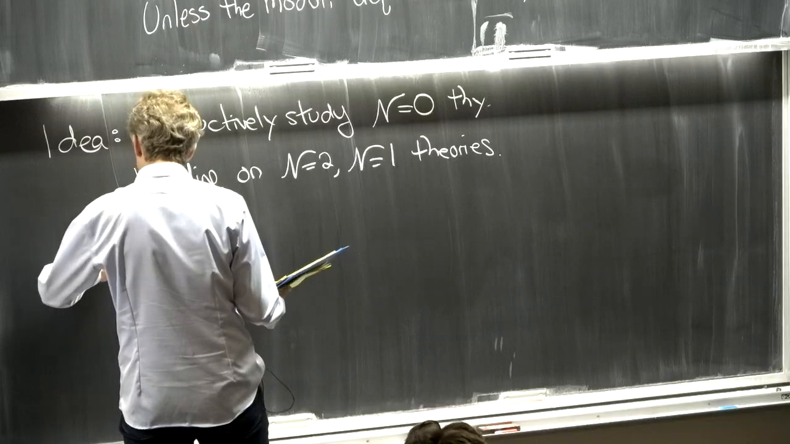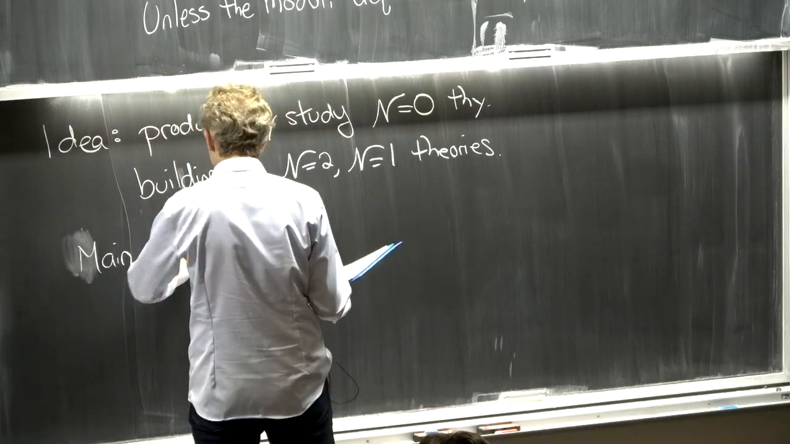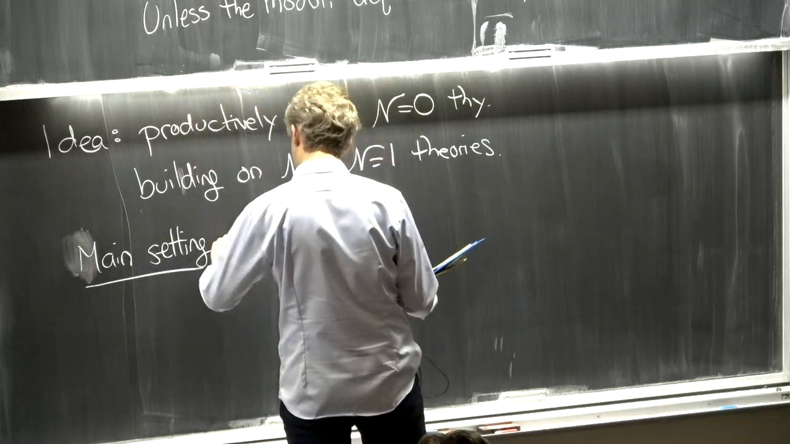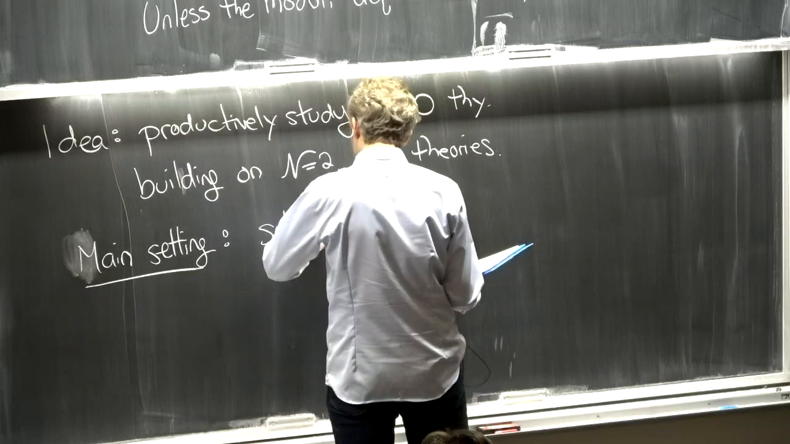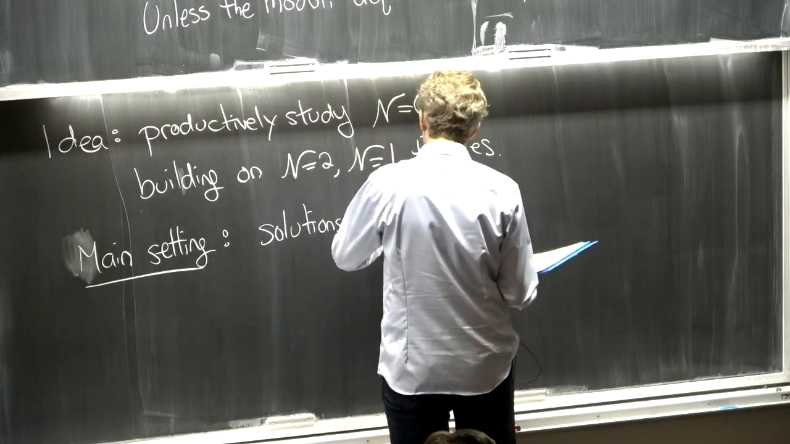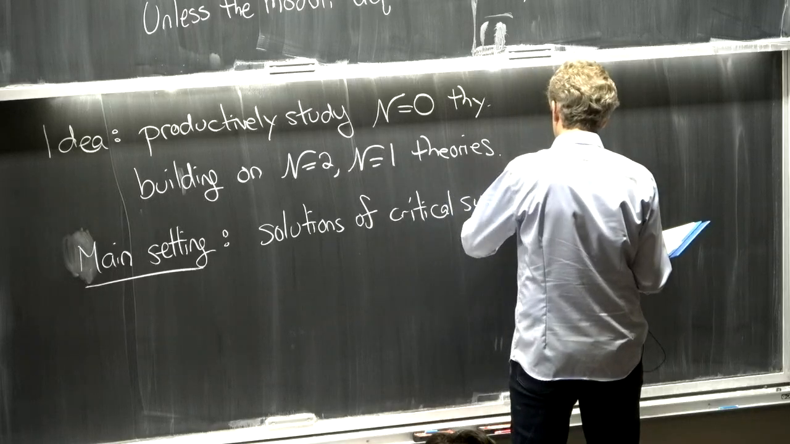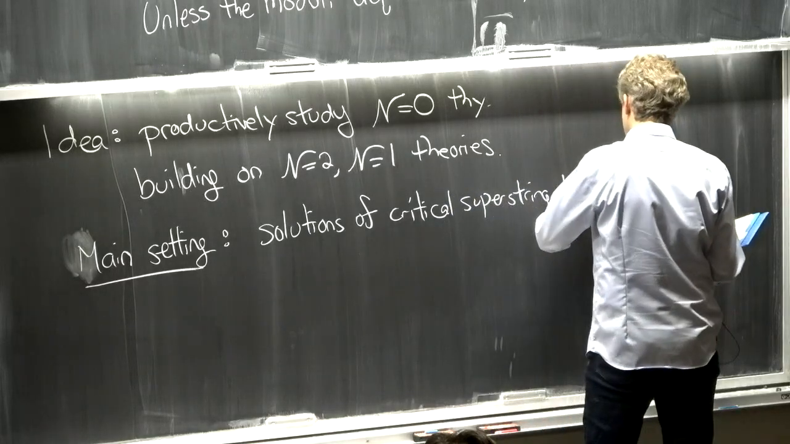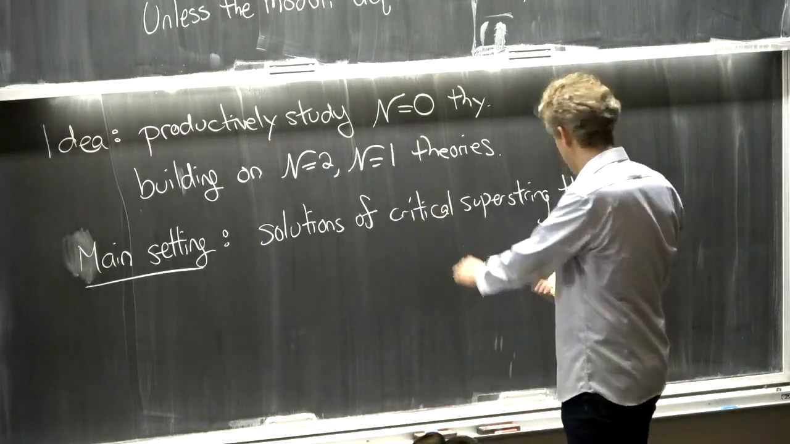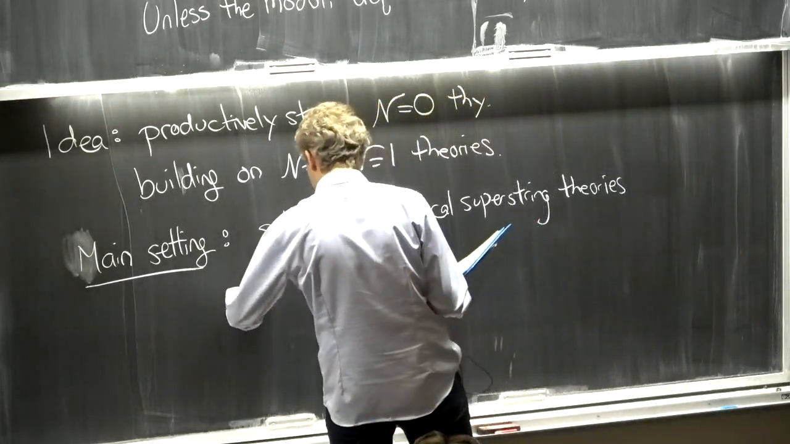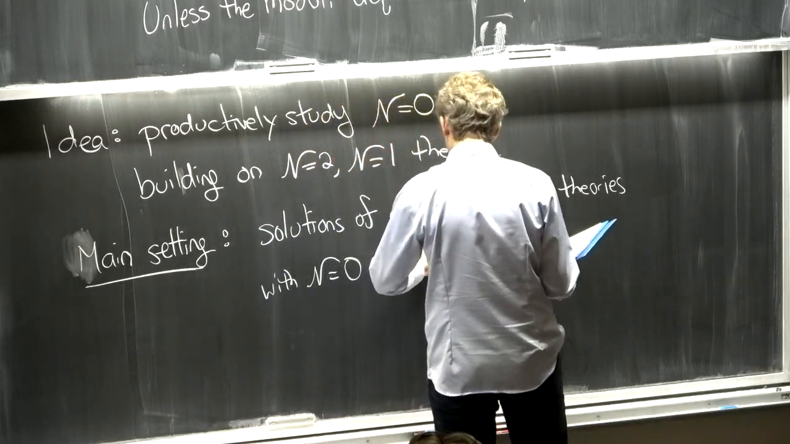Okay, so most of the work in this field of string compactifications occurs in the following main setting. We're going to be studying solutions of critical superstring theories. For these lectures, it's all going to be type IIB, but the remark applies more generally with N=0 or N=1 SUSY.